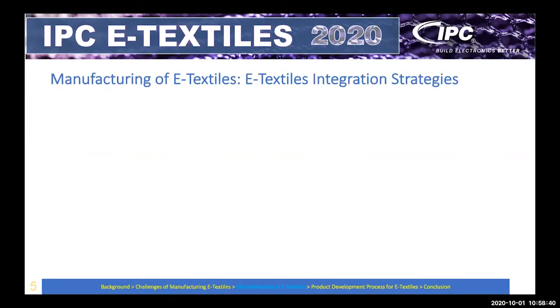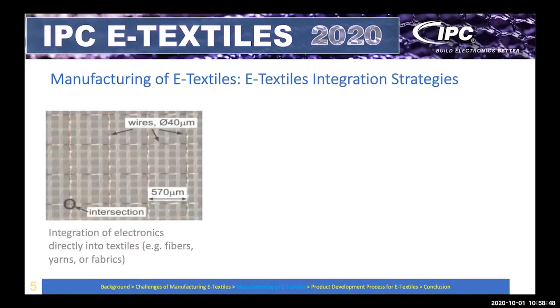There are several approaches currently used for embedding electronics into textiles. All these approaches can be described in three different categories. The first approach is integration of electronics directly into textiles, such as fibers, yarns, or fabrics. For example, here's a picture of a fabric where conductive copper wire is directly integrated into the fabric structure. The benefit is that the electronics are not visible from outside, and they do not change the look and feel of the textile. However, the integration of electronics into textile is a challenging process and often requires new machines and tools which are not always readily available in the apparel industry.